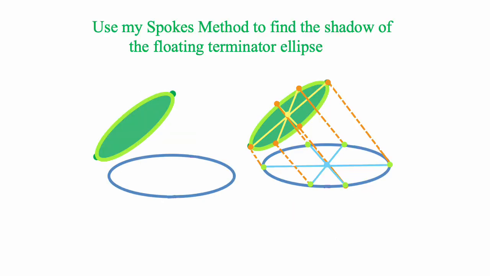But we can boil this all down to the terminator and the shadow, because the terminator completely defines the shadow. Then it's just a matter of finding the shadow of a floating ellipse, and my spokes method is perfect for that. You set up spokes through the terminator ellipse that goes through the center of the terminator, and then draw light rays from each end of the spoke to find shadow spokes that go through the same point on the shadow.